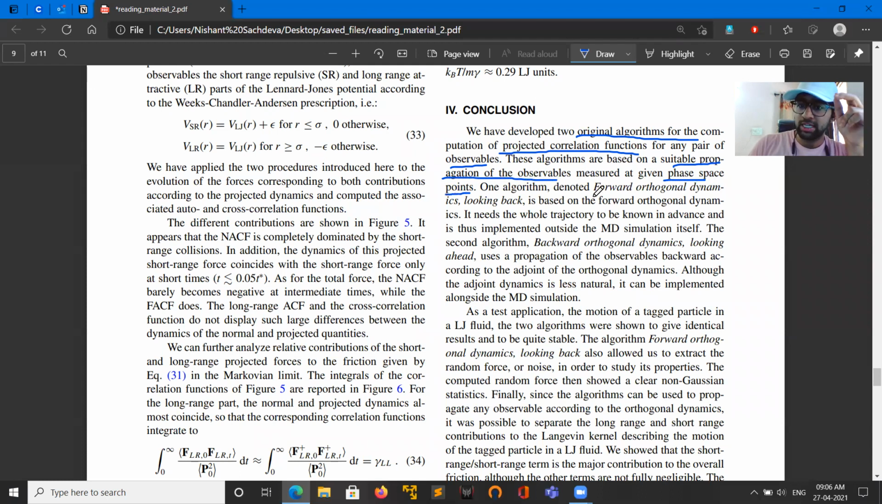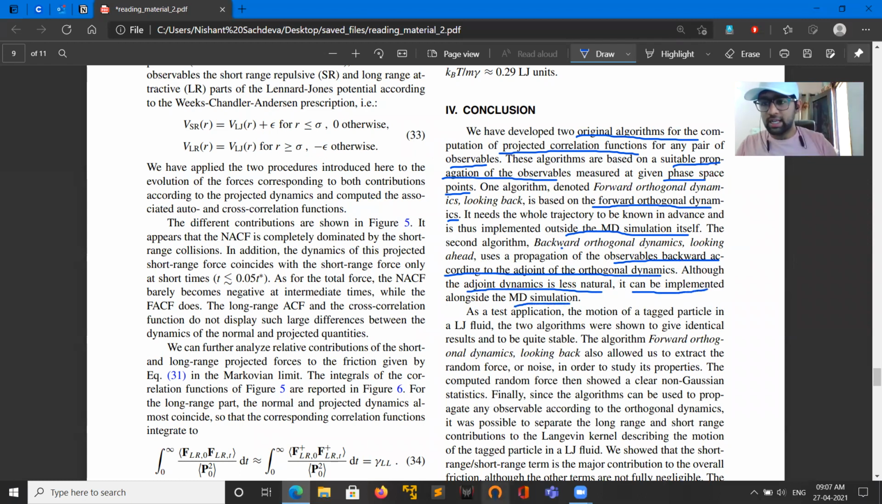One algorithm, denoted forward orthogonal dynamics, looking back, is based on the forward orthogonal dynamics. It needs the whole trajectory to be known in advance, and hence it is implemented outside the MD simulation itself. Fair enough. The second algorithm, backward orthogonal dynamics, where we look ahead, uses a propagation of the observables backward according to the adjoint of the orthogonal dynamics. Although this adjoint dynamics is less natural, it can be implemented alongside the MD simulation.